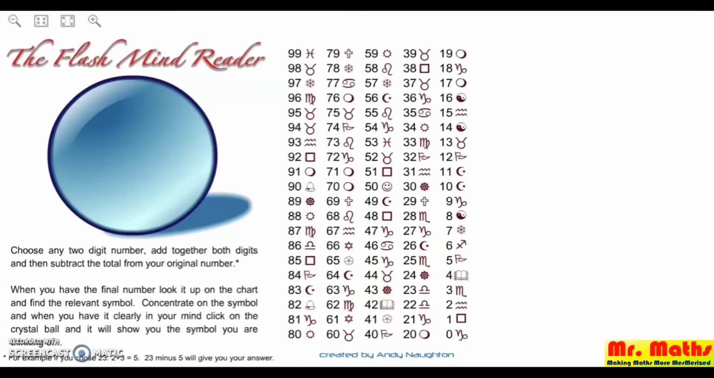Then you add the digits. Then that sum you have to subtract from the original number. Then whatever final answer you get, that answer will be a value. That value will be there in the list of numbers, right? So in front of that number there will be a symbol.